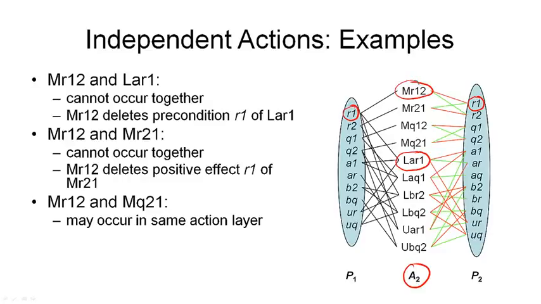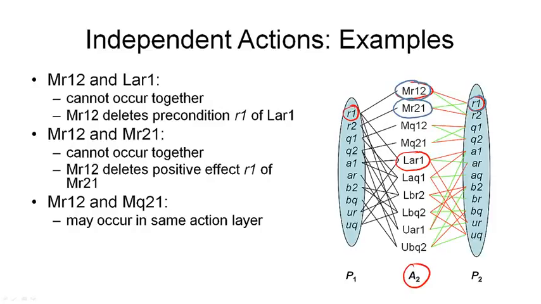Similarly, if we look at this action again, and now at another action MR21, so one is moving the robot from location 1 to 2, and the other one is moving the same robot from 2 to 1. What we see here is that the first action, MR12, has a positive effect R1, whereas for the second action, this is actually a negative effect. So one action is trying to assert the fact R1, that the robot is in location 1, and the other is trying to delete the same fact. Again, this means these two actions cannot occur together.